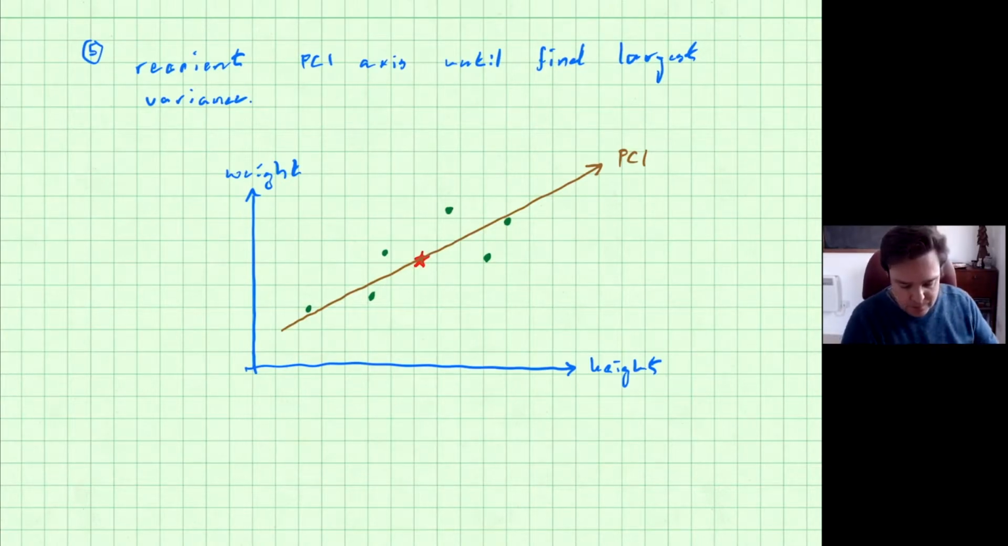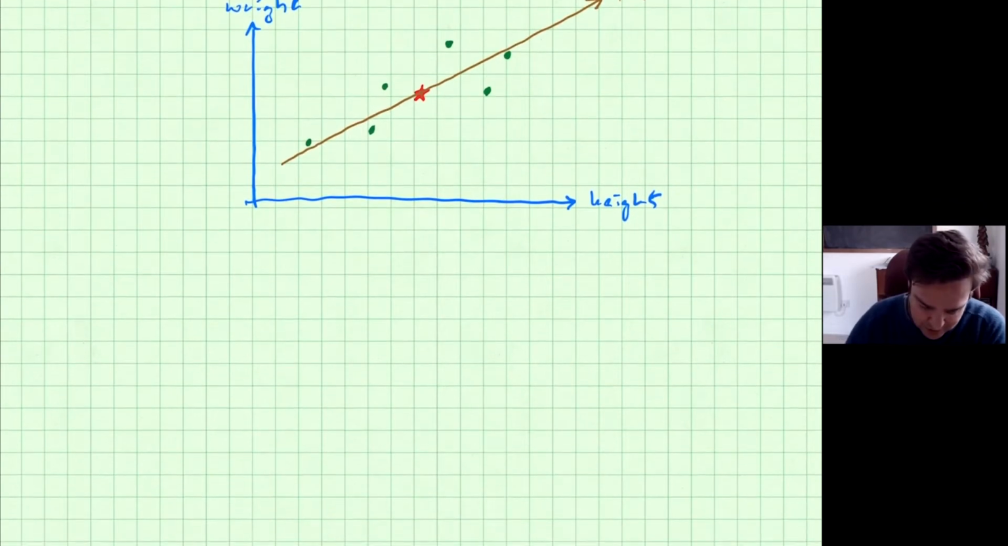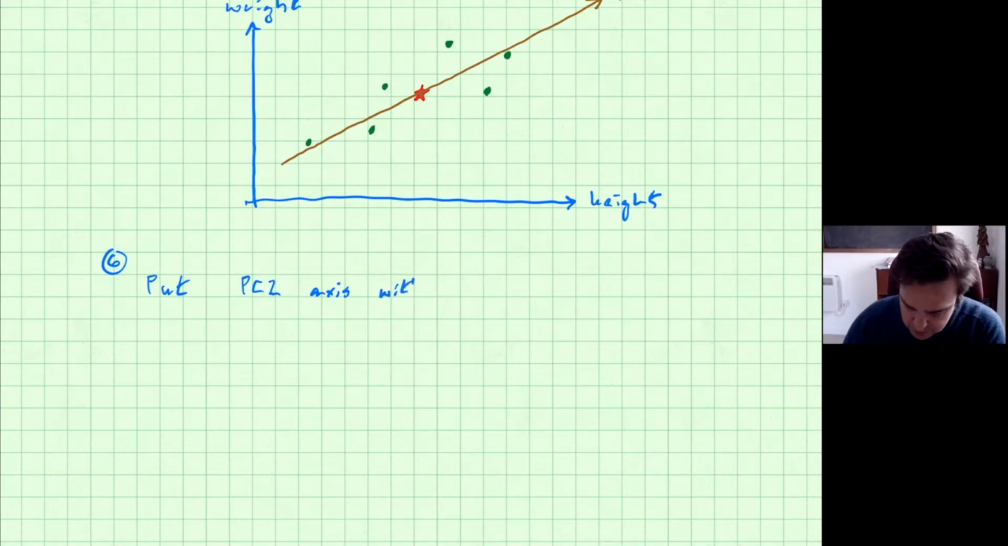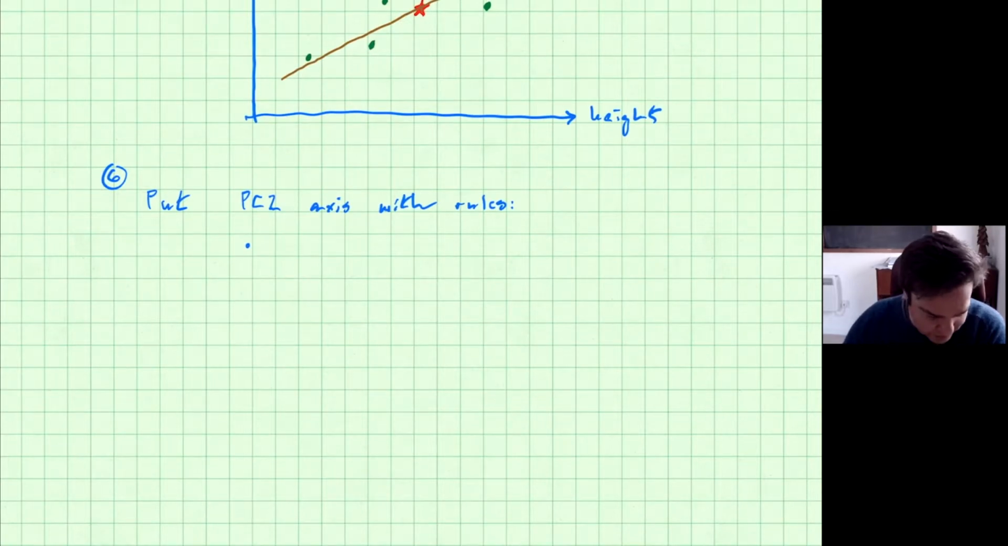Okay, now, we're not done though. So step 6 is to create another axis, PC2. All right, so put the PC2 axis following these rules, all right? It's kind of broken English. So put the PC2 axis down, not arbitrarily, but following this set of rules.